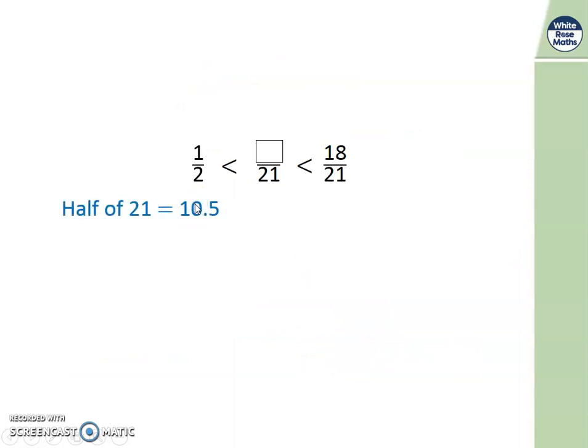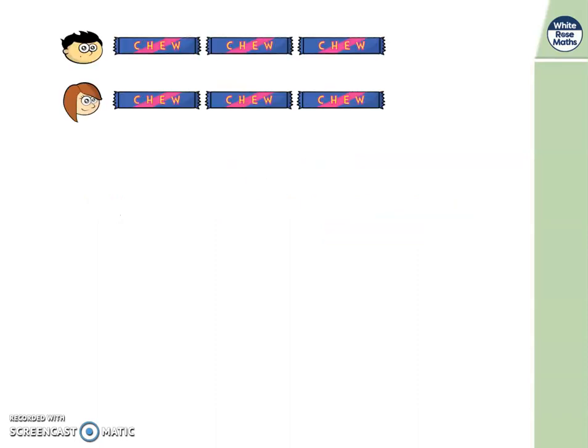Let's have a look at this one. To tackle this one, you have to think, that's 21sts, that's 21sts. We could change that to 21sts. What would half of 21 be? 10.5. Well, it's got to be more than that. So this could be 11, but it's got to be less than 18. So anything from 11 up to 16. Or 17.